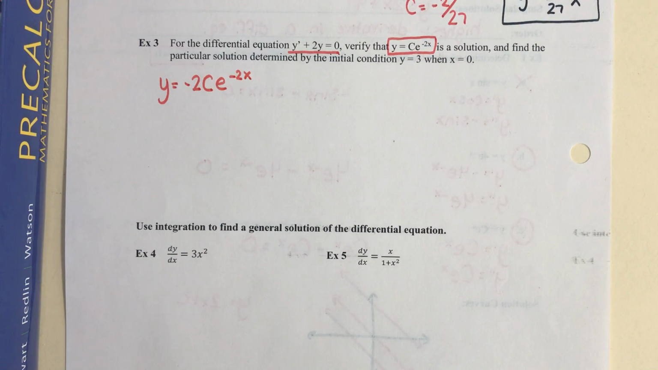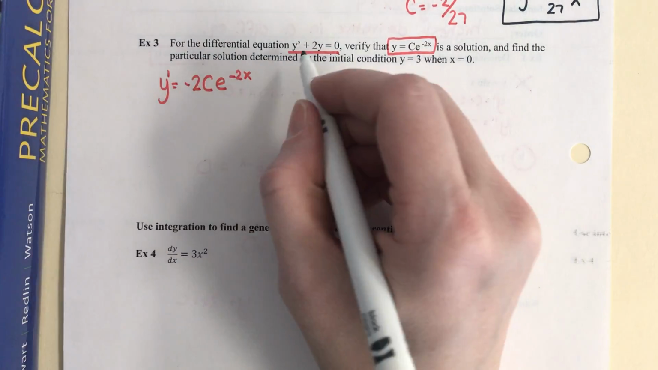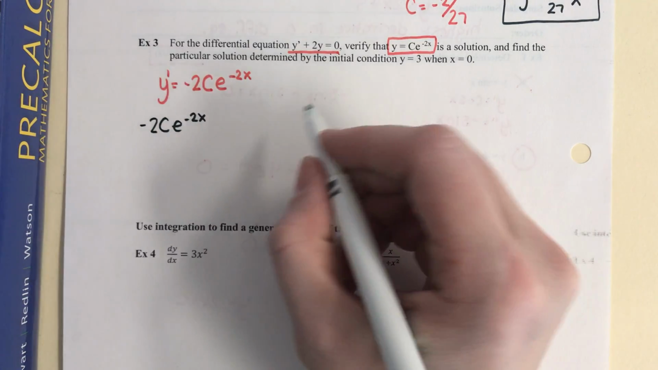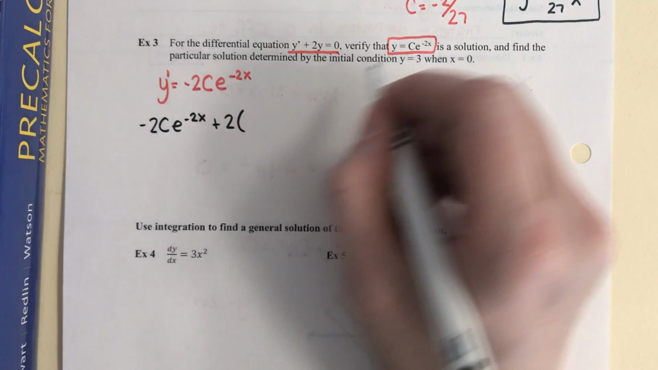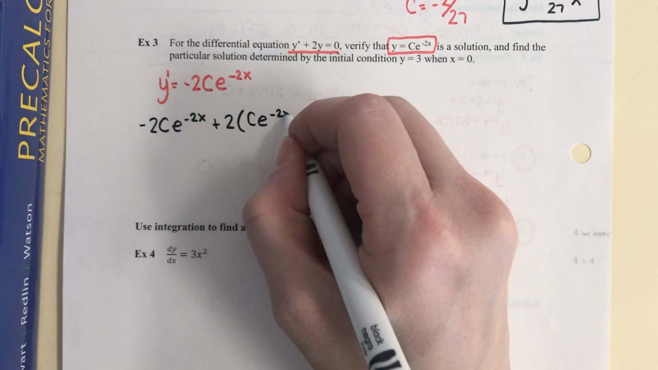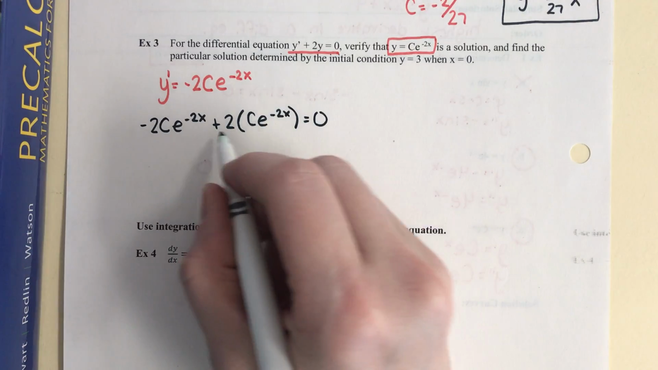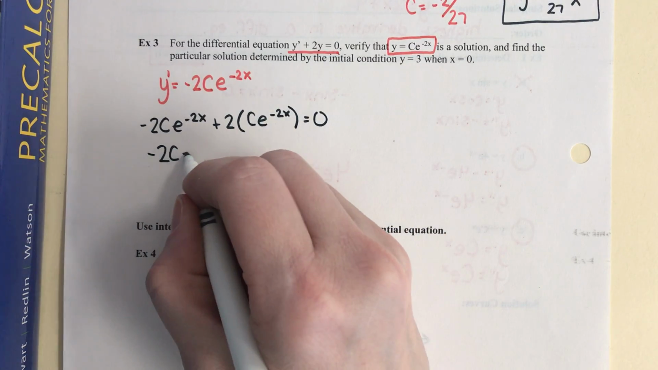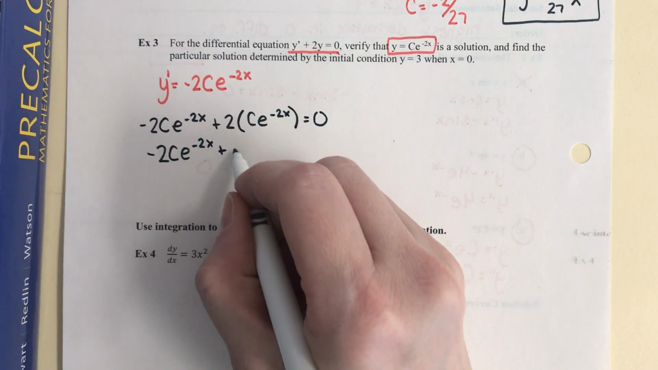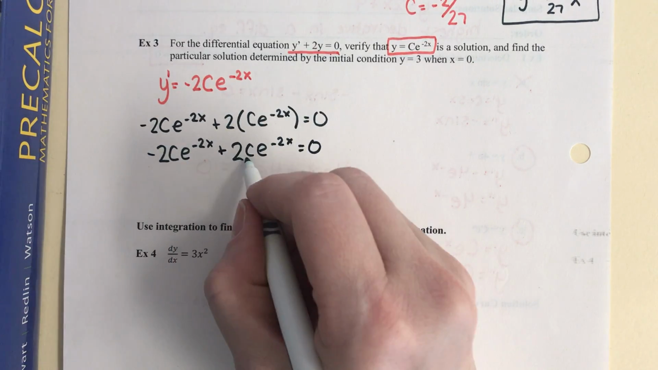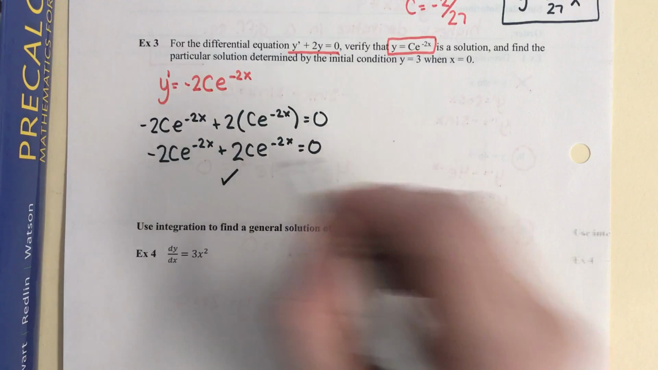So now I'm going to verify. I'm going to plug in y prime, negative 2 ce to the negative 2x, plus 2 times y, which is ce to the negative 2x, equals 0. So this simplifies to 2 ce to the negative 2x, which they cancel out. These are opposites, so we get 0 equals 0. So it checks.